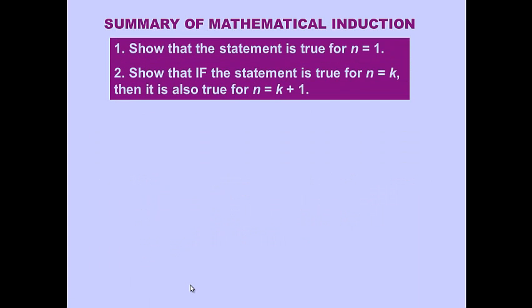So let's summarize. The way we do mathematical induction is we show that whatever statement we're trying to prove, and we're going to be doing it for some formulas in particular, is true for the first term, for n equals 1. Then we show that if the statement is true for n equals k, then it is also true for n equals k plus 1. Putting those two together means it's true for all values of n.